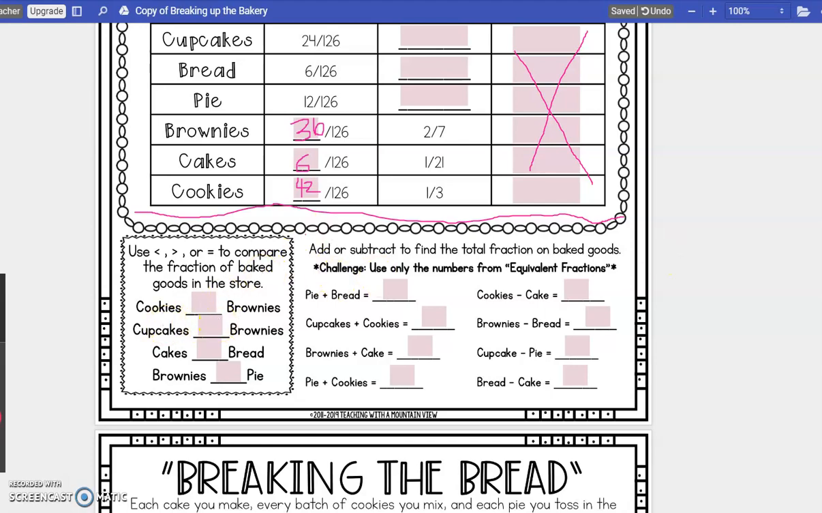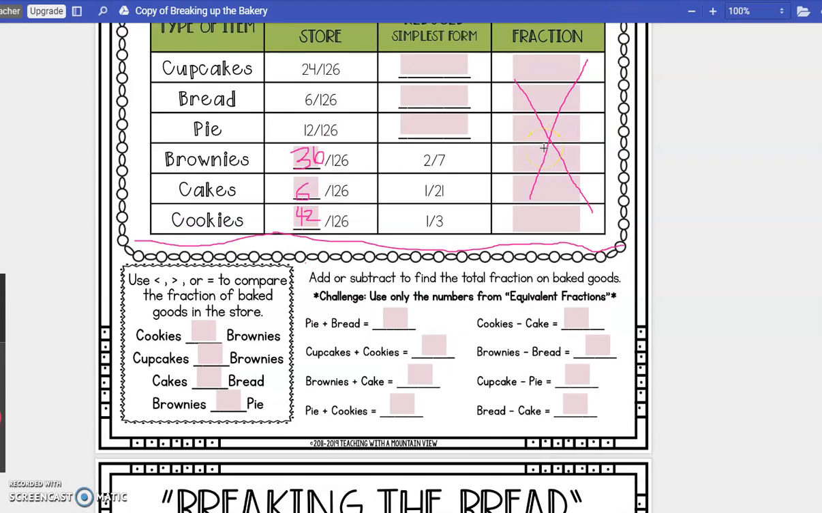If I go up here and I look at cookies, I see that cookies are 42 out of 126, and brownies are 36 out of 126. They have the same denominator, so now I have to look at the numerator and figure out which one is greater. So do we have more brownies or more cookies? Go ahead and pause to think about whether you have more brownies or more cookies.